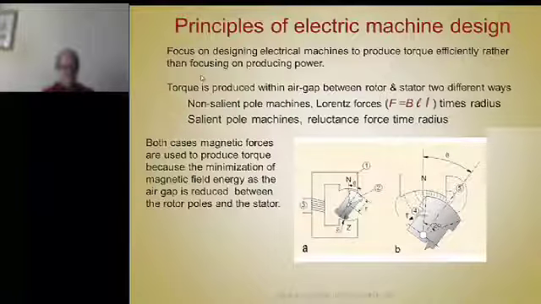Whereas in the salient pole machine, there's no repulsion, it's only attraction. So you might think, well, that means you're going to get half the torque density out of a salient pole machine. Well, there's some truth to that. That's why, to get comparable performance on a salient pole machine, you've got to drive the iron into saturation around the poles. It's the only way you can make up for the fact that you're not getting repulsion.